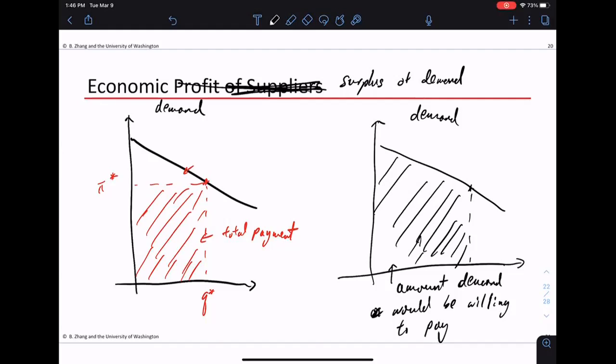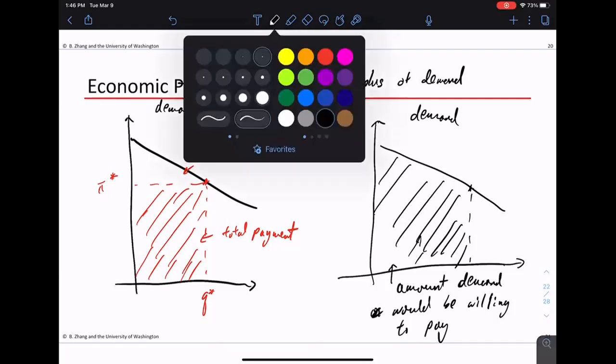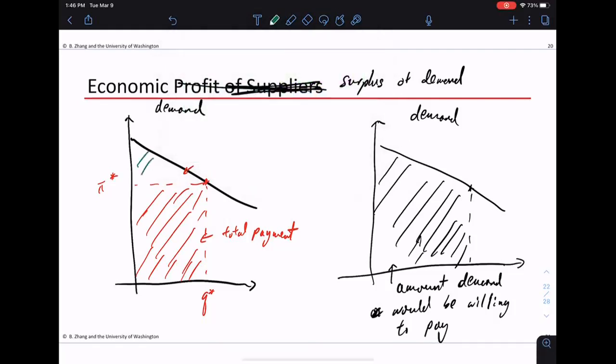But then if we operate at this pi star, if all transactions happen at pi star, you actually pay less than what you would have been willing to pay. So if you look at this area, this is called the surplus. In some sense, this is the amount of money you saved by operating at pi star. You did not have to pay this entire area under the curve. You only paid a piece of the area under the curve. So you save some money.